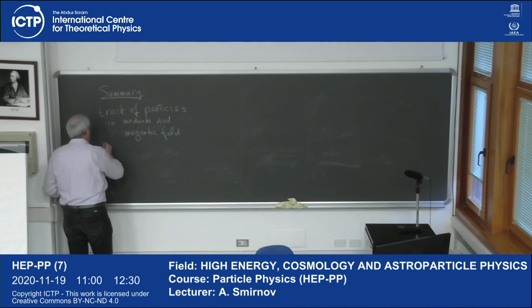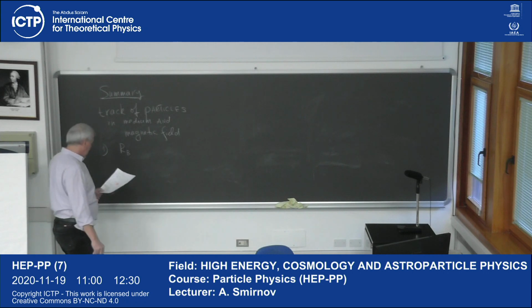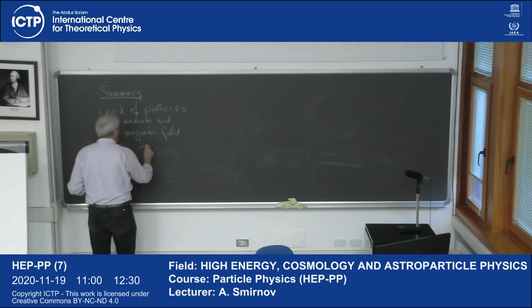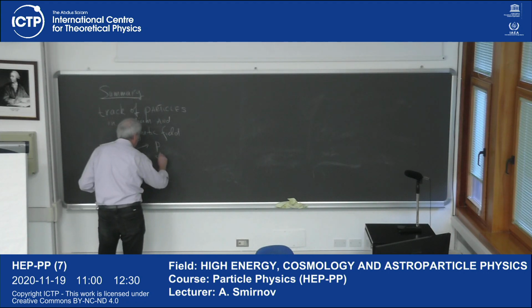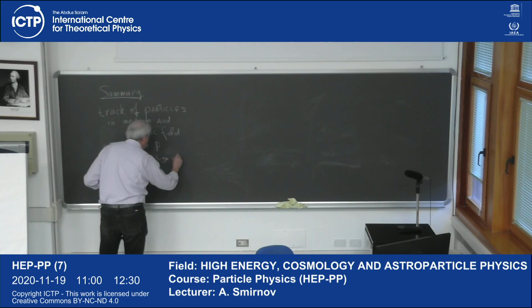So what we can do first is to measure R_B, Larmor radius, if we apply magnetic field, and that gives to us momentum of the particle and sign of charge.